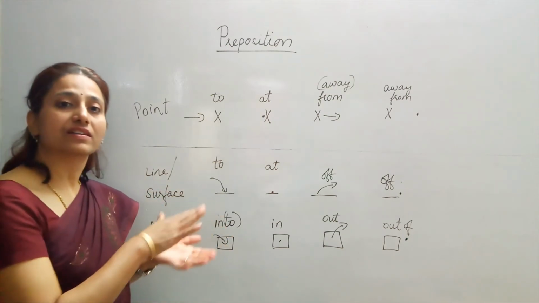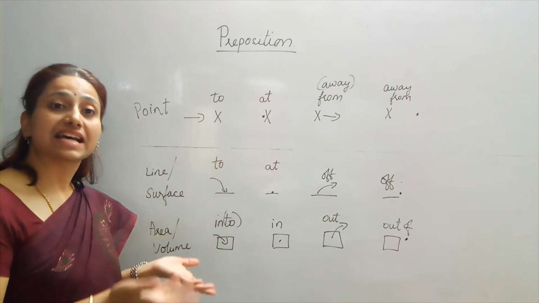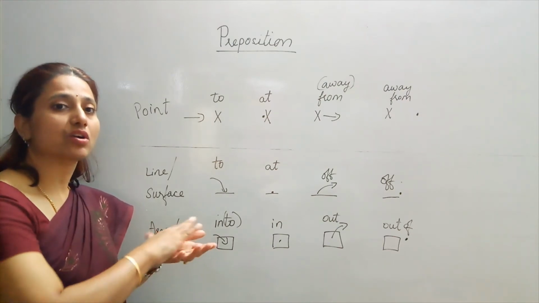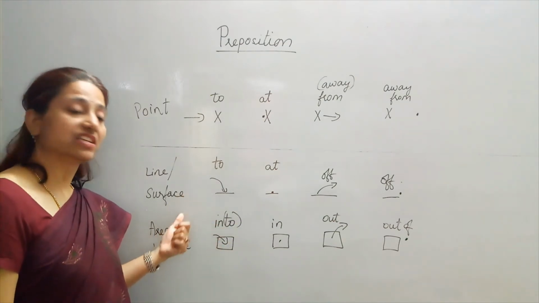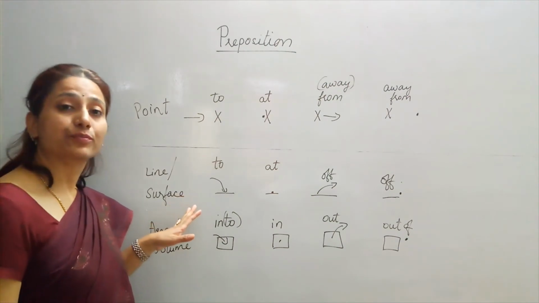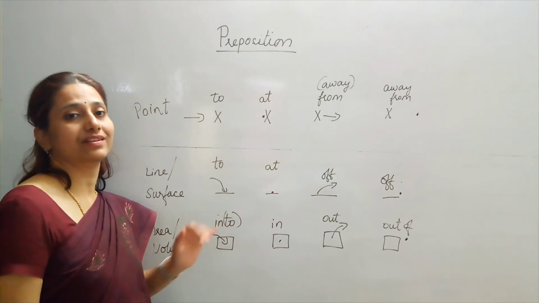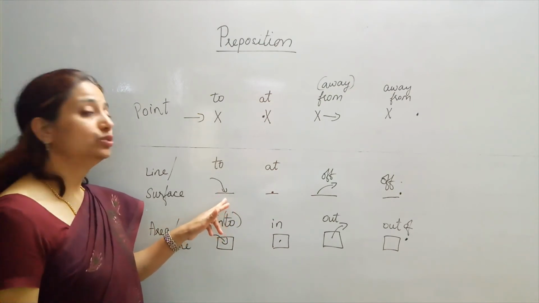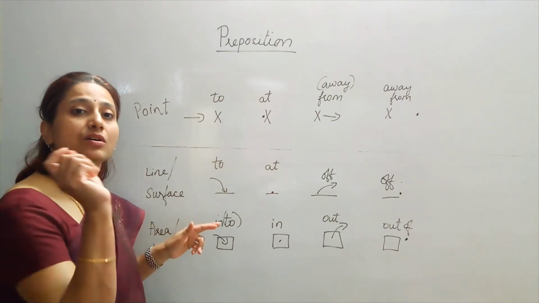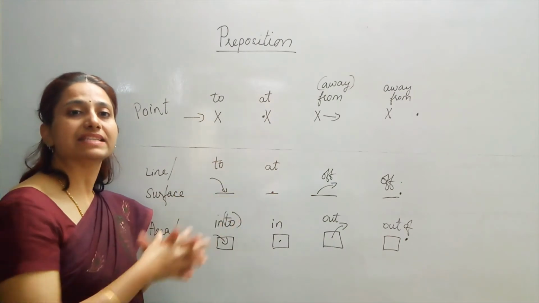If it is on a surface, as I said, the book is on the table, or inside. Inside is not surface, it's not on the line. So line and surface are different from area or volume. We have to be very careful when we say in and on. To, again, is the same: it is line or surface. Throw the ball to that point. You can say to the point or to the basket.